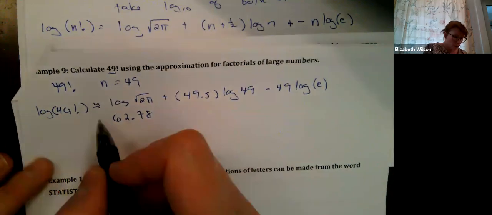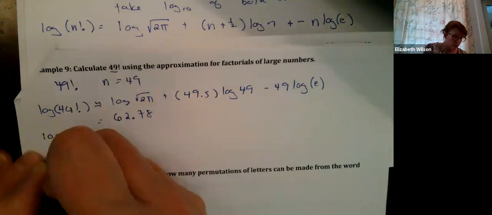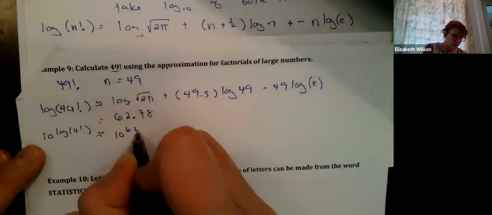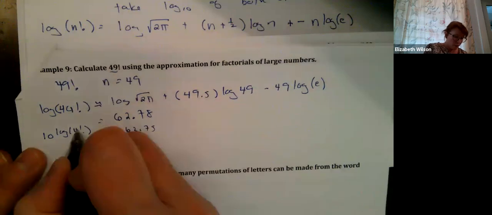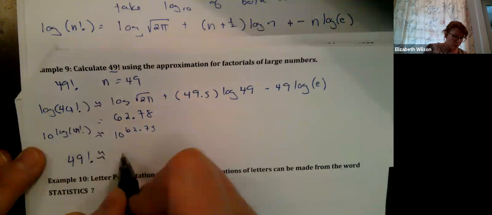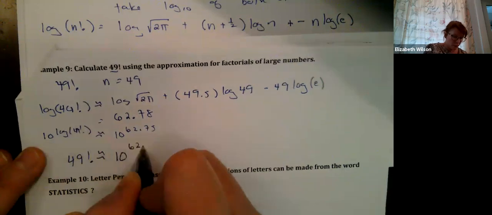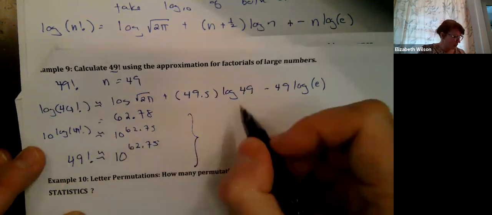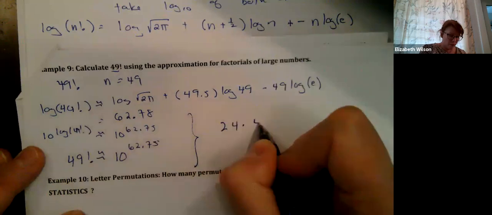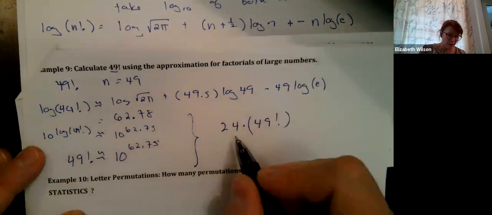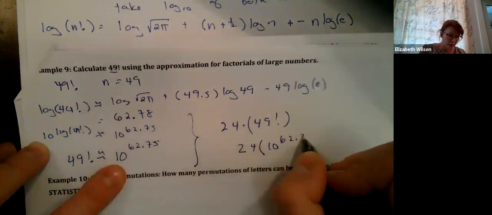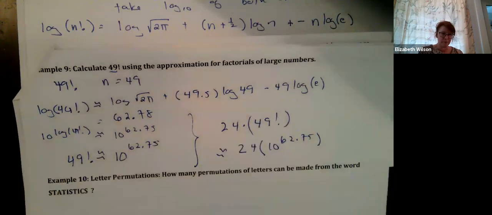So now I'm going to exponentiate this. I'm going to raise 10 to the log of 49 factorial, approximately equal to 10 raised to the 62.75, which means, sorry, 49 factorial is approximately equal to 10 raised to the 62.75. If I wanted to do something like, just as an example, 24 times 49 factorial, this is approximately equal to 24 times 10 raised to the 62.75. It's an approximation, but it's going to help you come up with a calculation.